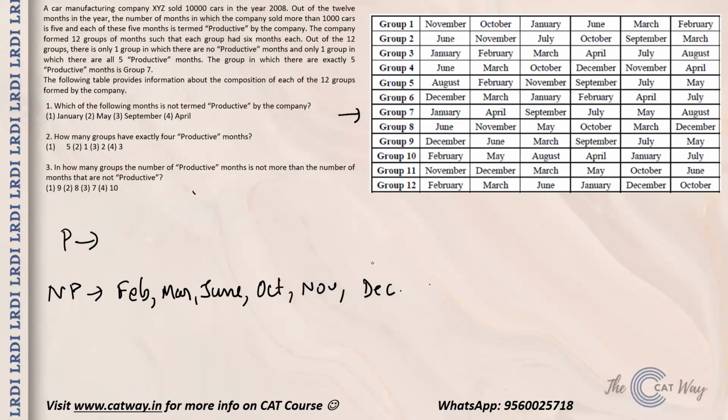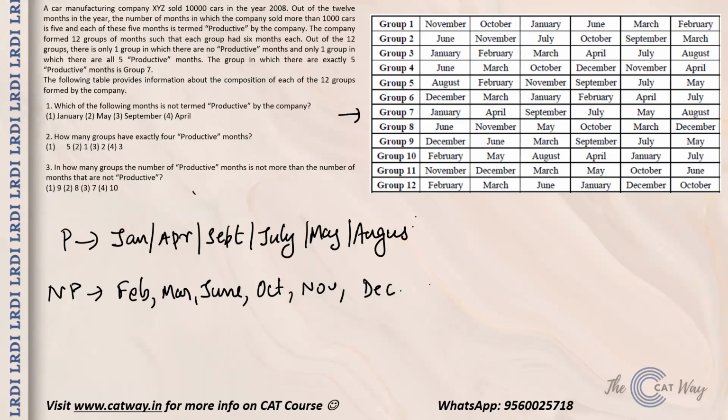Also, the possibilities for productive are January, April, September, July, May, and August. Any one of them is non-productive while the remaining are productive. Now guys, if you look closely, we have to identify which one of these 6 is the non-productive one. This is what we have to identify.